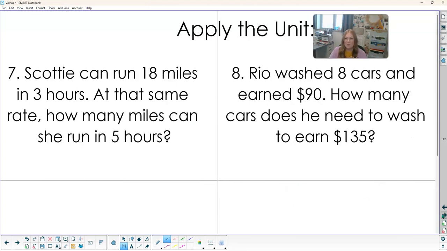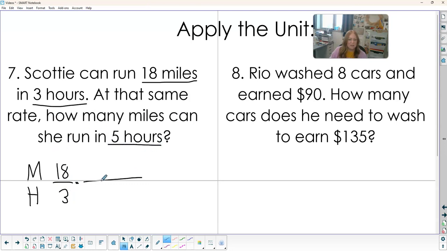Okay, and then last up, we're going to apply that unit rate. When I know how much 1 is, then I can find out any other number. So this says Scotty can run 18 miles. So miles is our first label. And that takes 3 hours. 3 hours is our second number. So 18 miles in 3 hours. And we want to know how many miles can she run in 5 hours.